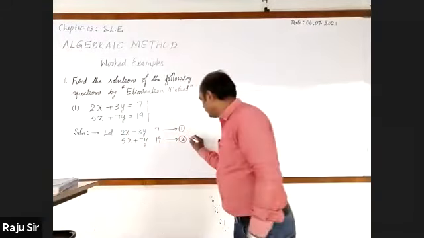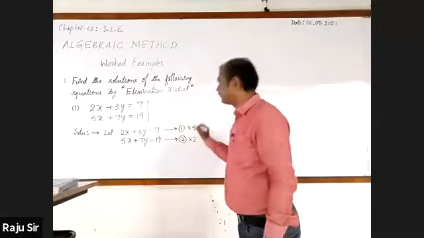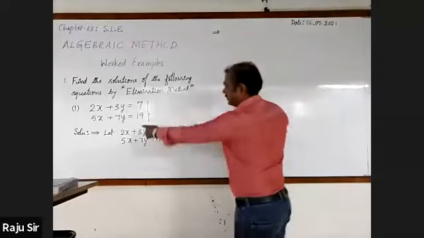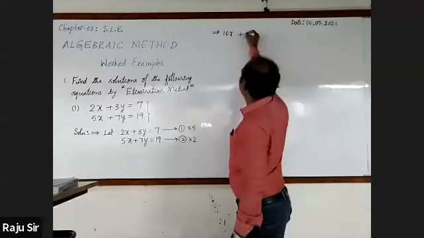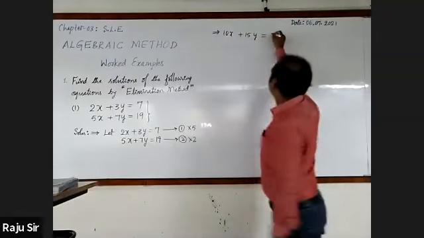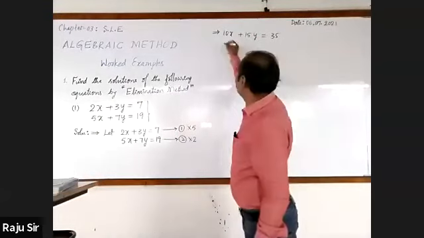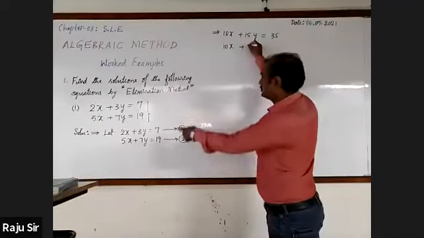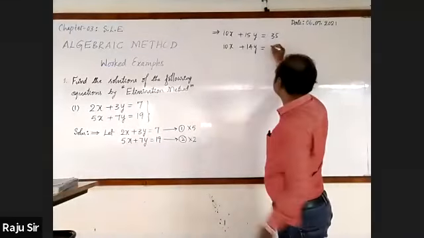So multiply 2 with second equation, 5 with first equation. Please write with me. Don't be lagging. Next, let us write each equation by multiplying the respective numbers. 5 2s are 10, 10x, 5 3s are 15, 15y, 5 7s are 35. Next, second equation by 2, 2 5s are 10, 10 into x plus 2 7s are 14, 14 into y, it's equal to 19 2s are 38.